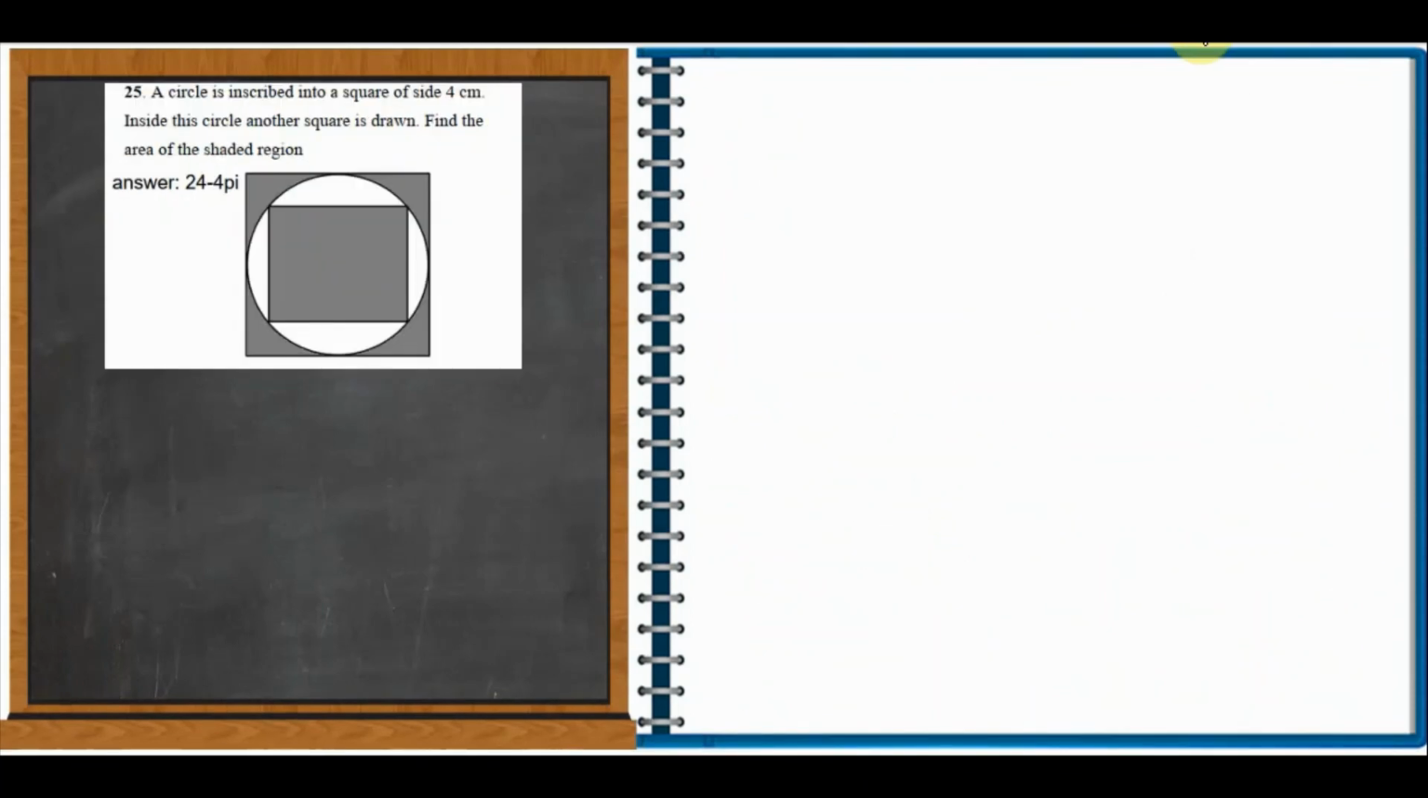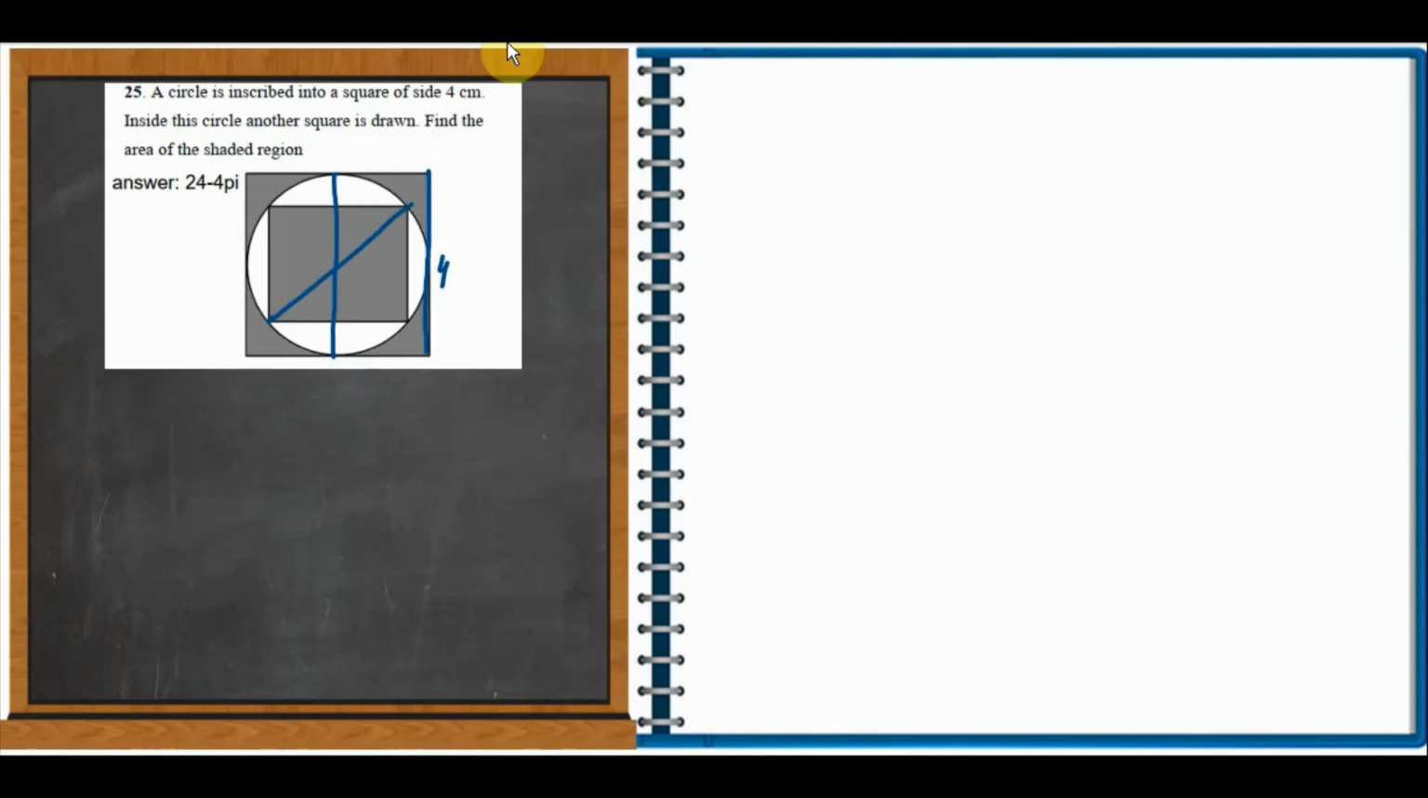Number 25. A circle is inscribed into a square of side 4 cm. Inside the circle, another square is drawn. Find the area of the shaded region. Now, guys, we need to know that we are talking about the first square. So the side of this square is 4. Then, what we know is if this is 4, what's going to happen? It means that the diameter of the white circle is also 4. And we can say that that's also going to be a diameter, and that's also 4. Now all these lengths are equal.